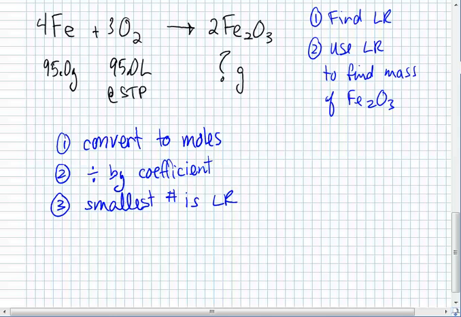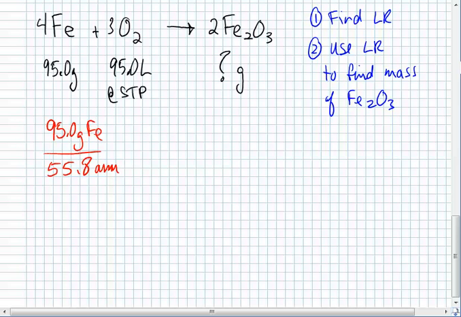So here we go with, first of all, finding the limiting reactant, following those three steps. First, dividing 95 grams of iron by its molecular mass, 55.8, which is 1.7 moles. Then we divide by the coefficient, and that gives you your answer, which is 0.43.